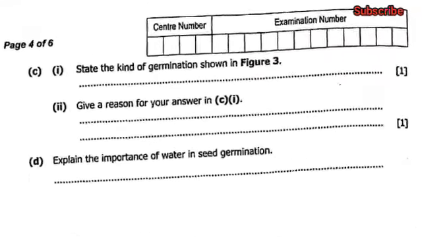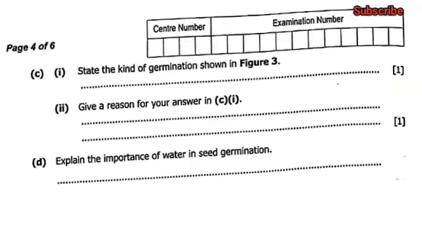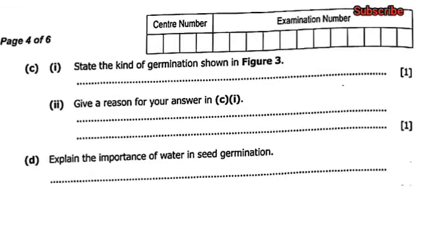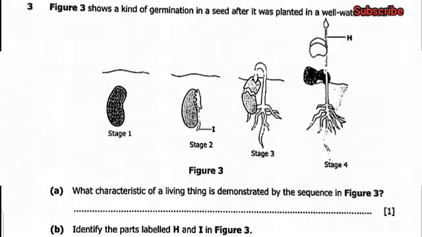Question C1, they are saying state the kind of germination shown in Figure 3. If you check very well, this is a dicotyledonous seed germinating, like a bean seed or groundnut. So the answer is, of course, epigeal germination.